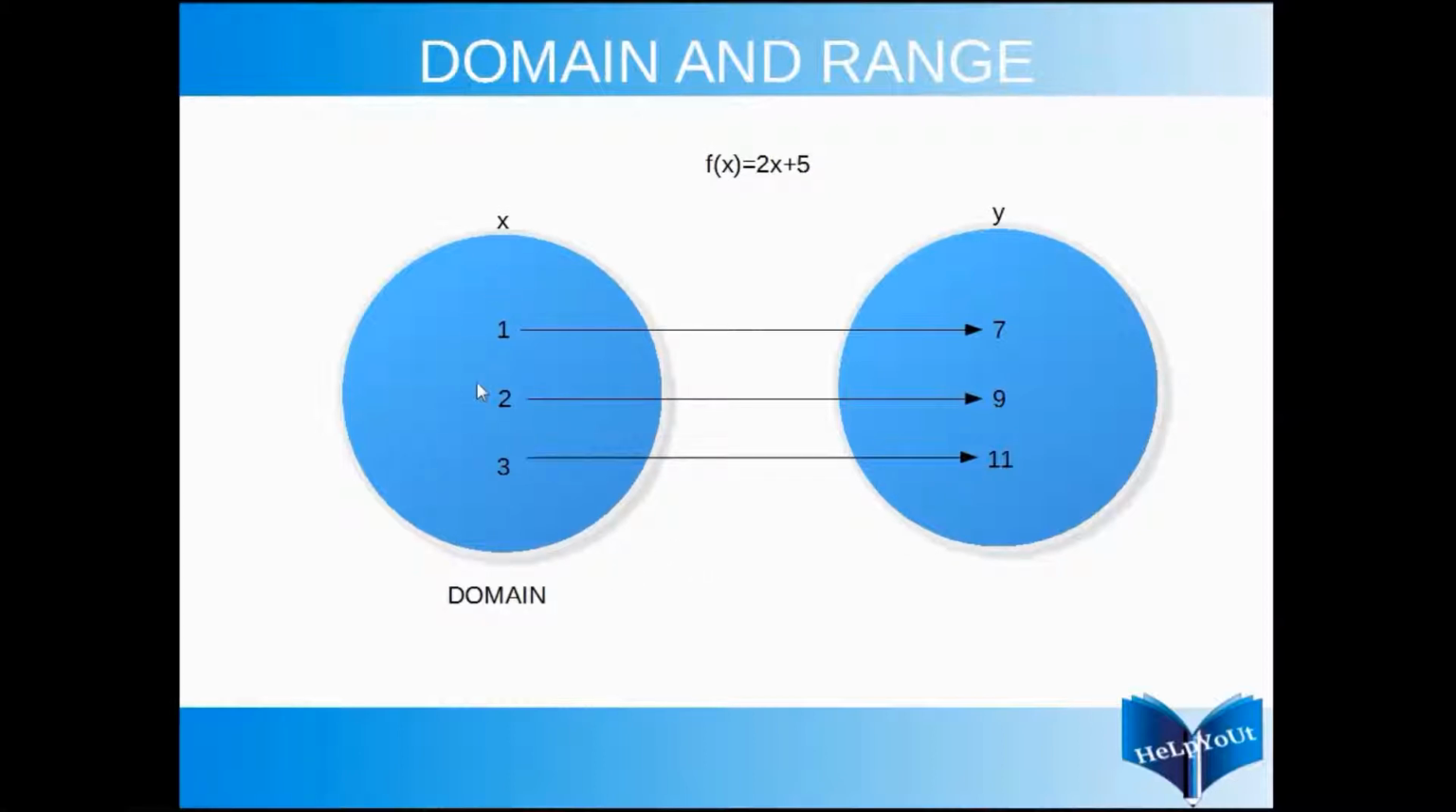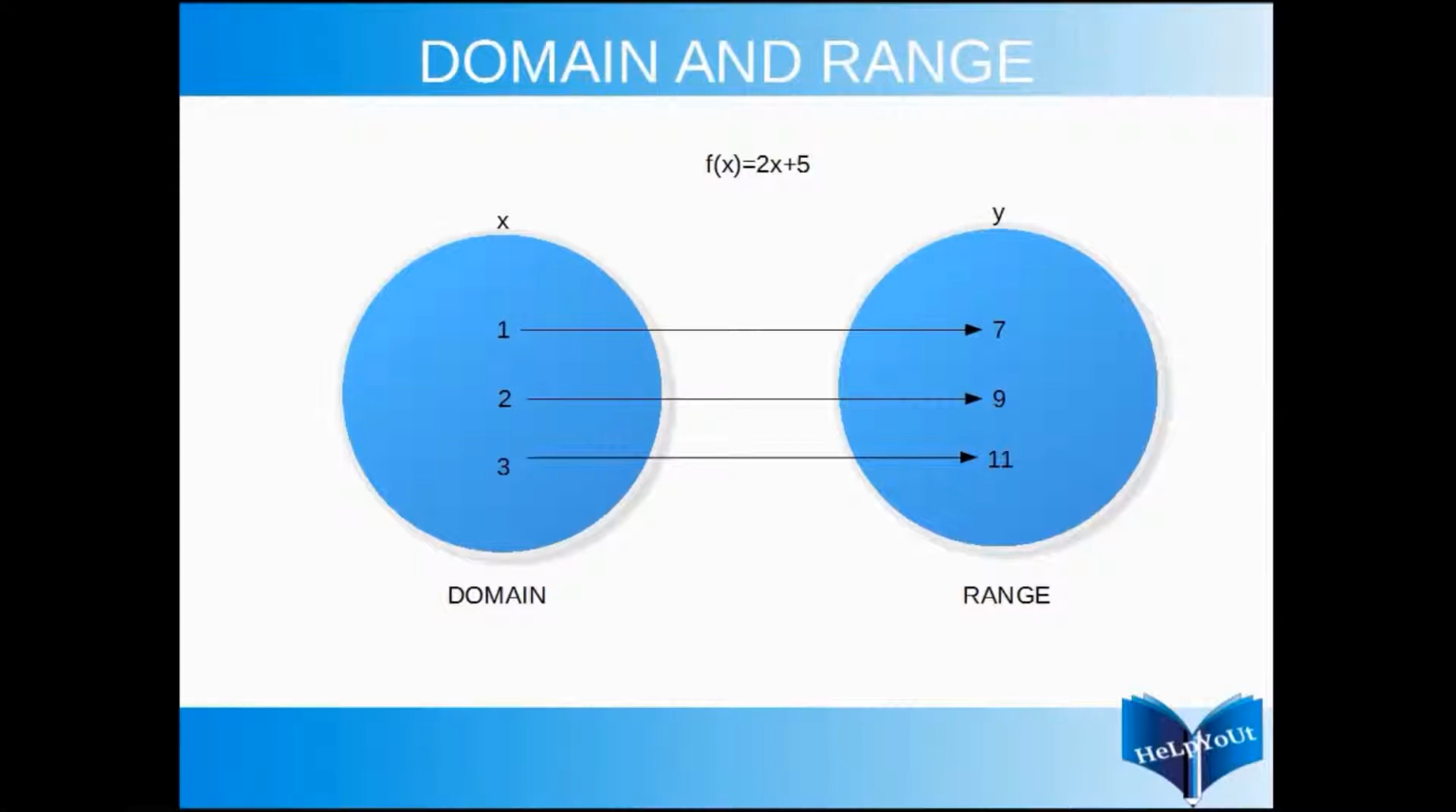These are called domain. This 1, 2, 3, all values of x are called domain, and this 7, 9, 11, all values of y are called range. So, we can tell which are functions just by looking at the given function f(x) equals 2x plus 5 or something like that. When we get one value of y for only one value of x, then it is function. So how can we tell if it is a function or not a function from graph?